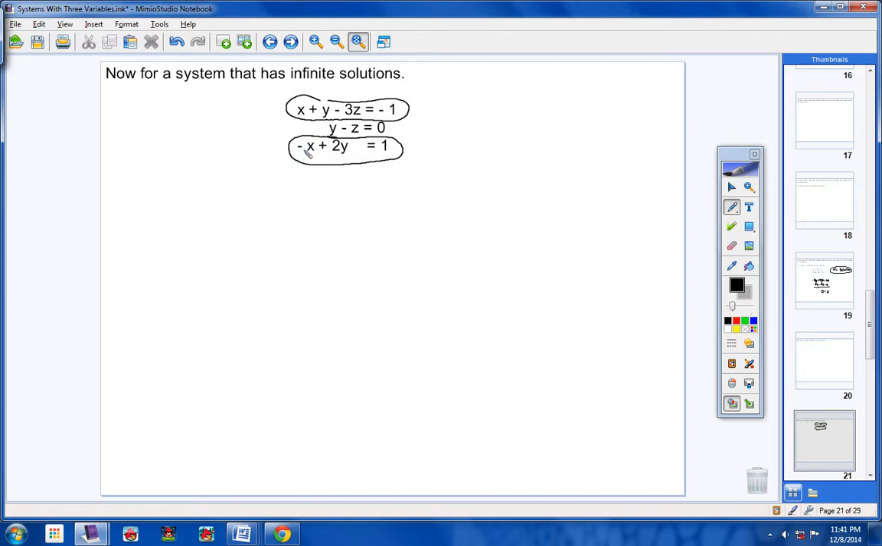Sure. So my x's will eliminate, and I'll be left with an equation that has a y and a z, which is what I want, because I have an equation here with a what? A y and a z. So that's the route I'm going to go, okay?